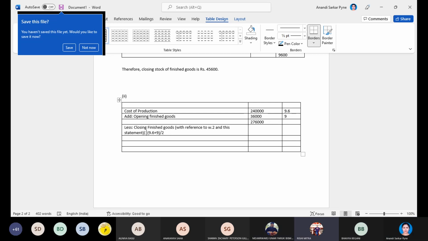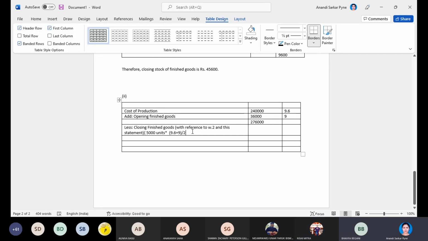Sorry, ma'am, not 24,000; we will take the average of that. Average 5,000. How 5,000? 4,000 plus 1,000, 5,000. We will take the average because it's a simple average. As we mentioned, it's simple average. If it would have been a FIFO method, then we would have taken 9.6. If it would have been a LIFO method, then we would have taken 9.